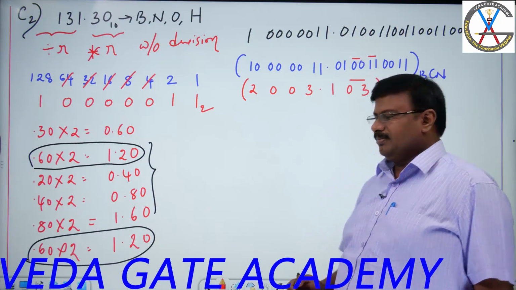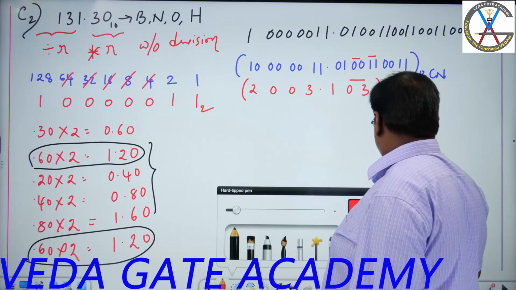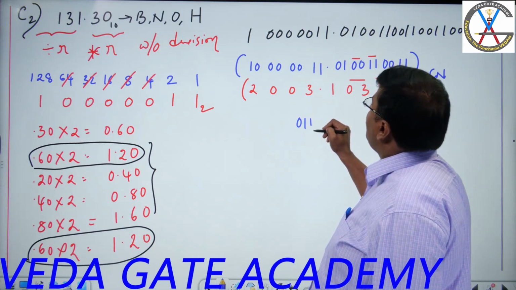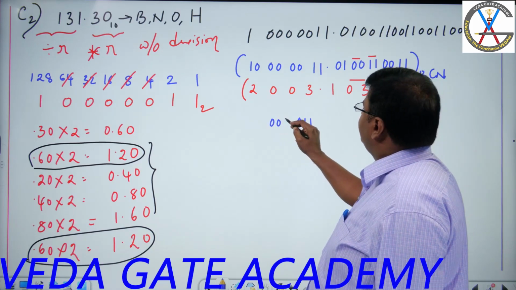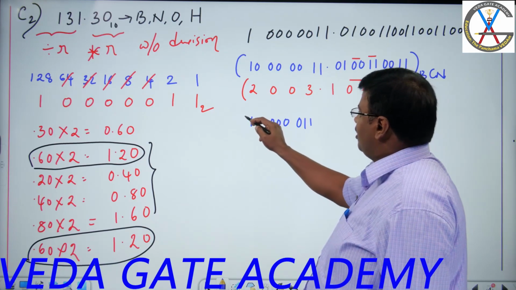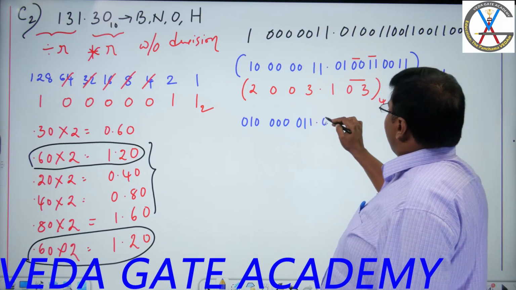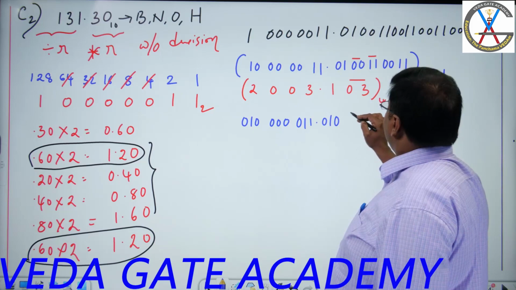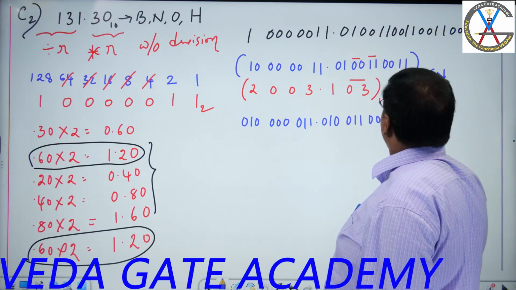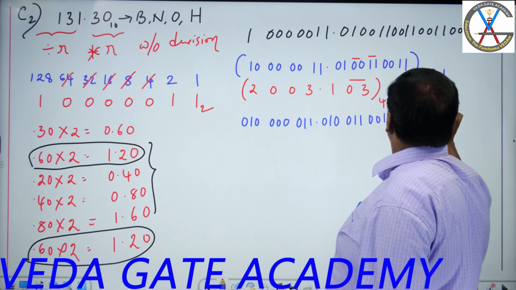030303, base 4. Let me convert into a 3-digit split to get octal. 011 000 10. Add another 0 to fill 3 digits: 010 011 000 110 110.